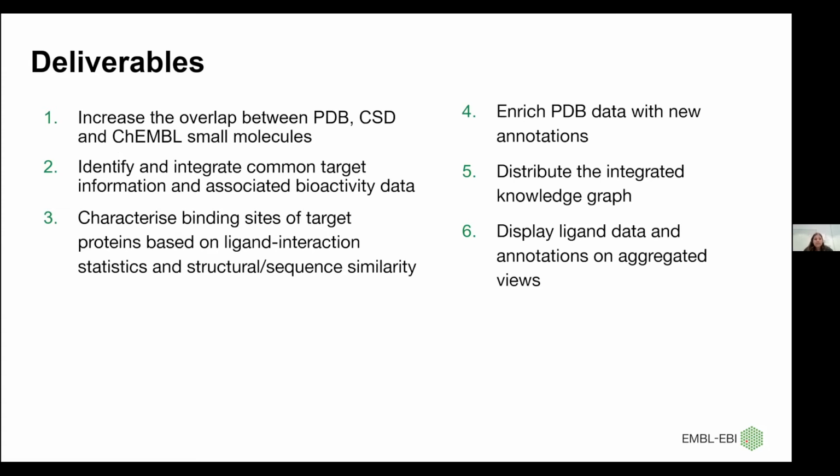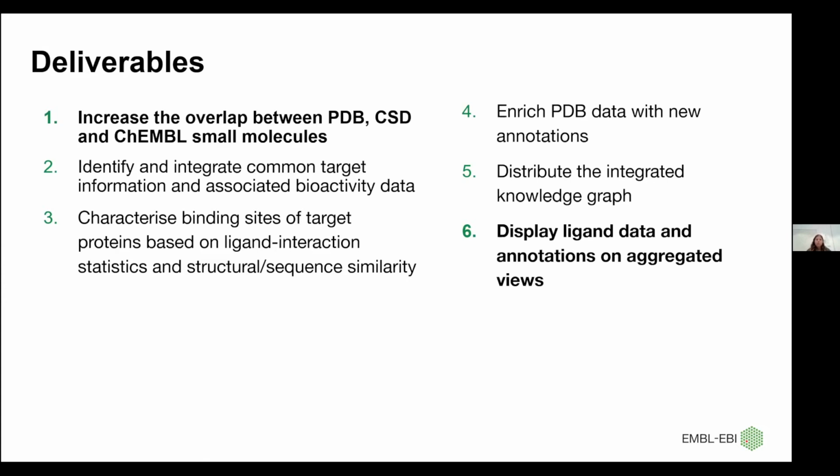The deliverables of this project include 6 main things. First, we would like to increase the overlap between PDB, CSD, and ChEMBL small molecules. Next, we would like to identify and integrate the common target information and its associated bioactivity data. We would like to characterize the binding site of the target protein based on ligand interaction status and the structural and sequence similarity. Moving on, we would like to enrich PDB data with new annotations, further distribute all these expanded annotations and data in the form of probably a knowledge graph, and then display this ligand data on aggregated views. In this talk, I will talk more about deliverable 1 and deliverable 6.